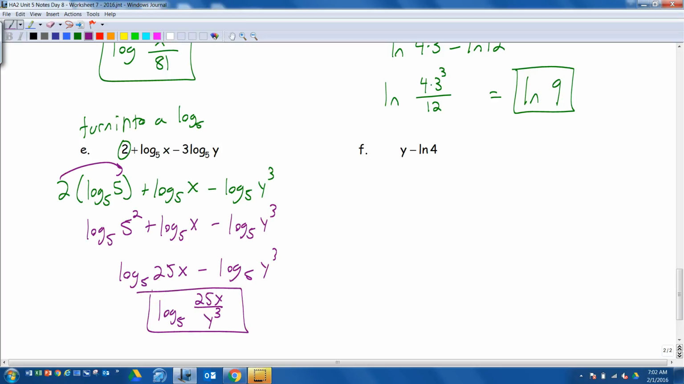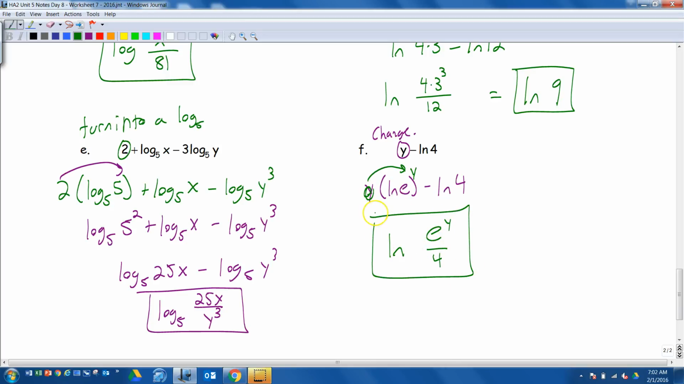Okay. Same thing with this one. We need natural log. So that means that the inverse of natural log was e, so we have to change this into a log. And the easiest way to do that is to say it's y times the natural log of e. Now the y becomes a power. And now we can do the subtraction. So we get natural log of e to the y over 4. And that is our final answer.